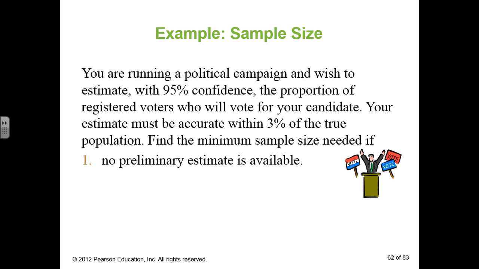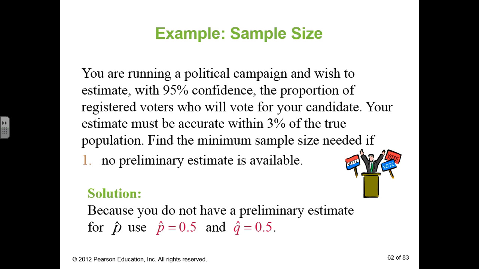All right, so here's an example. Let's find the minimum sample size when no preliminary estimate is given. We wish to find this minimum sample size for a 95% confidence interval for the proportion of registered voters who will vote for your candidate, and we want the estimate to be accurate within 3% of the true proportion. The number that comes after within, or words like no more than, is your margin of error. Since we do not have a preliminary estimate for p hat, we're going to use p hat equal to 0.5 and q hat equal to 0.5.